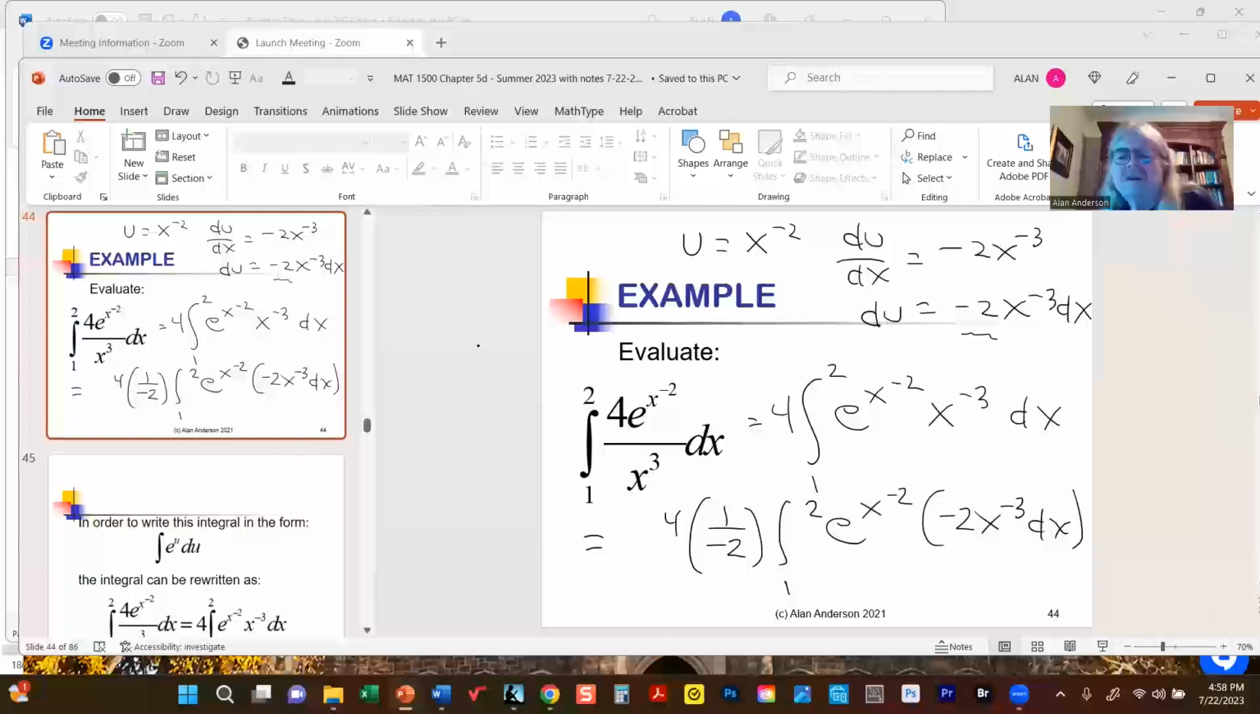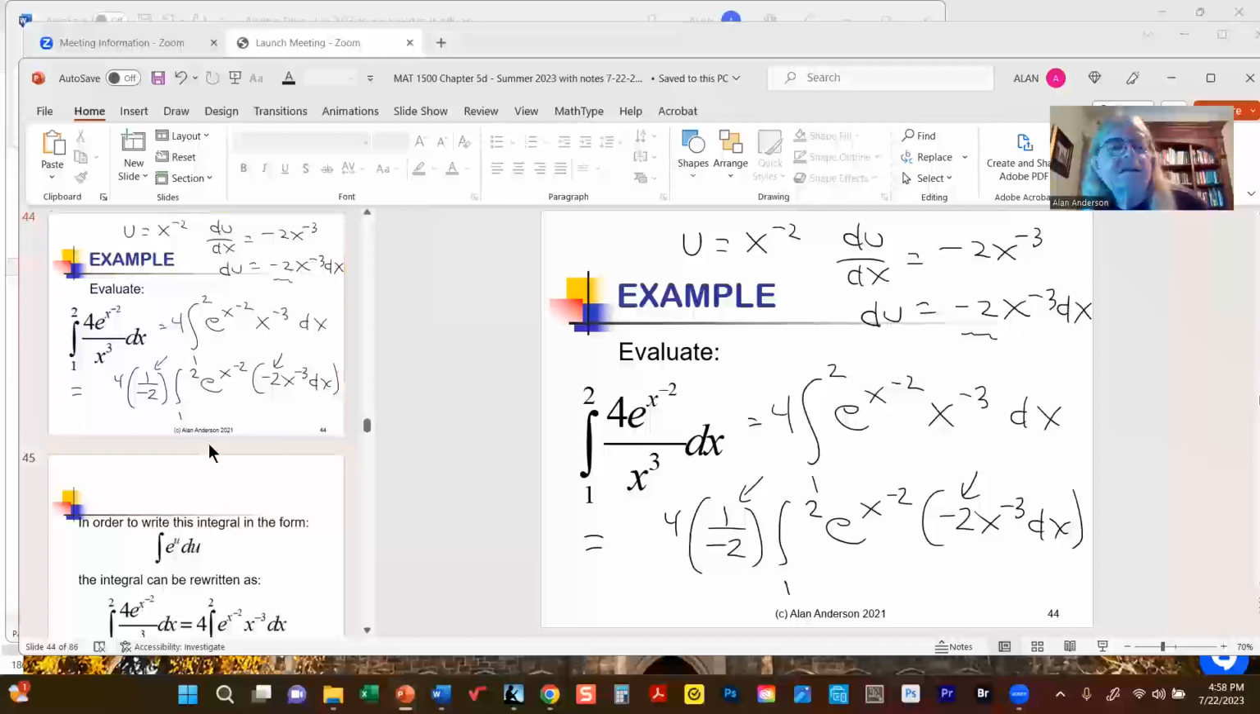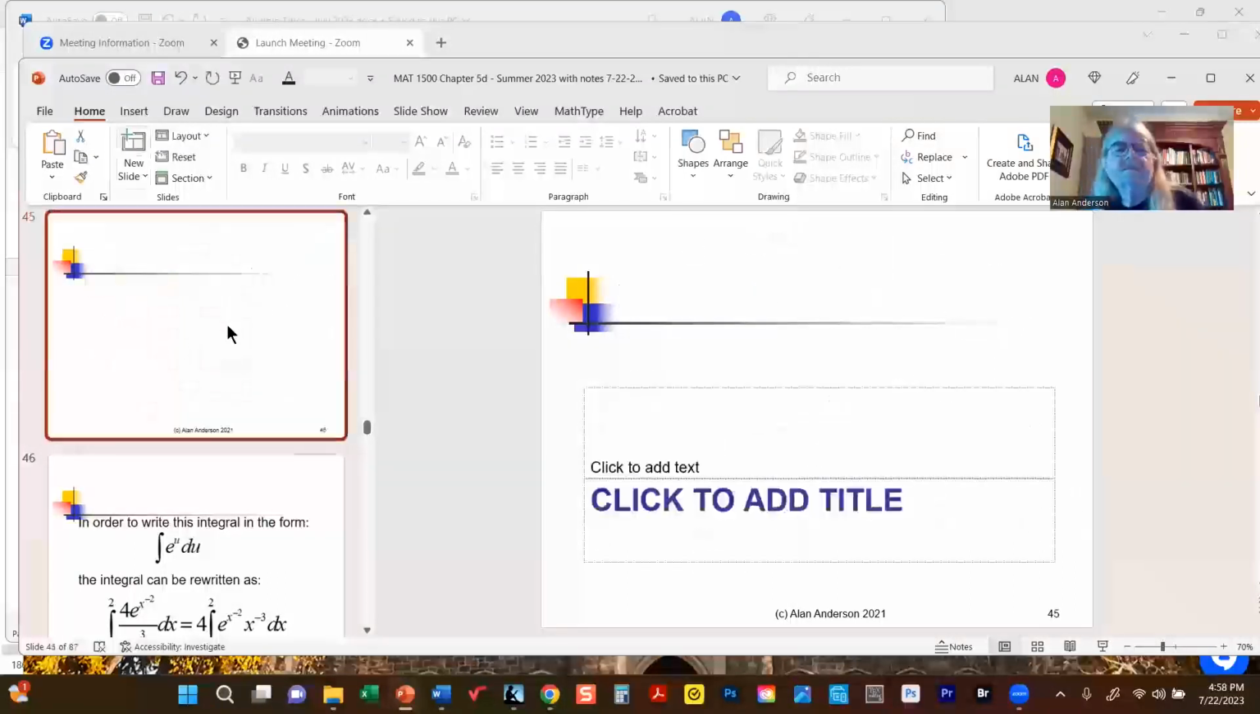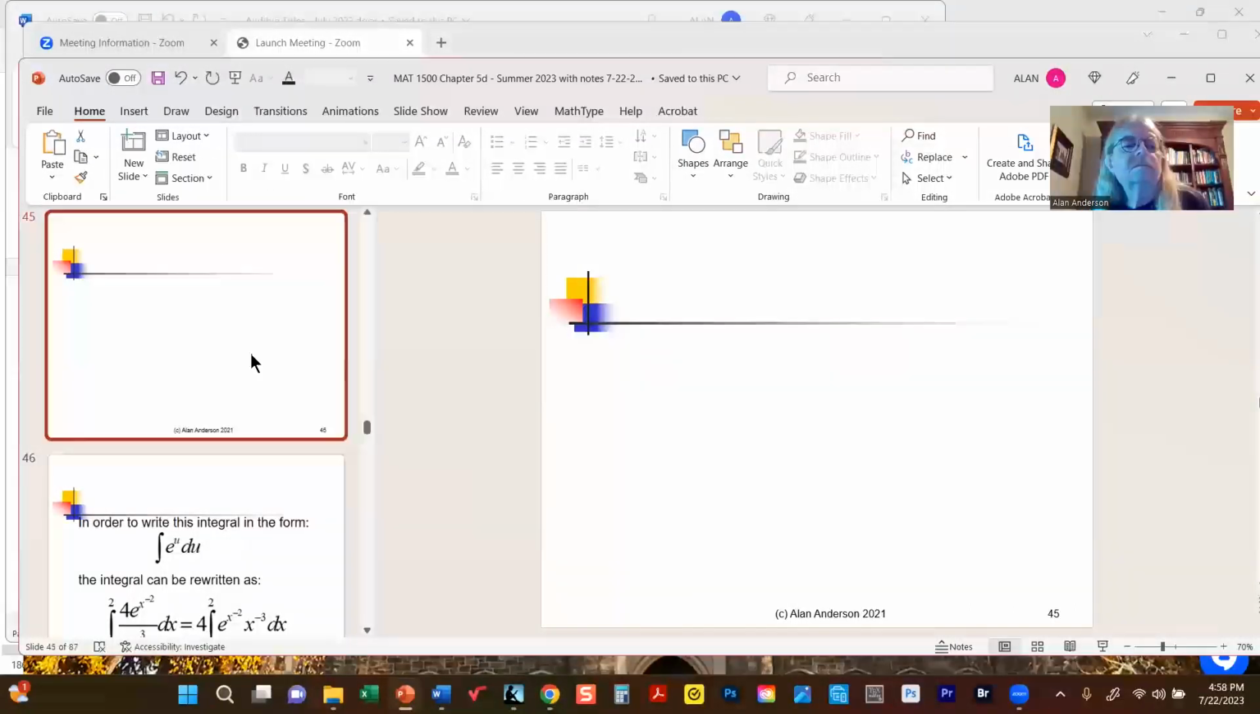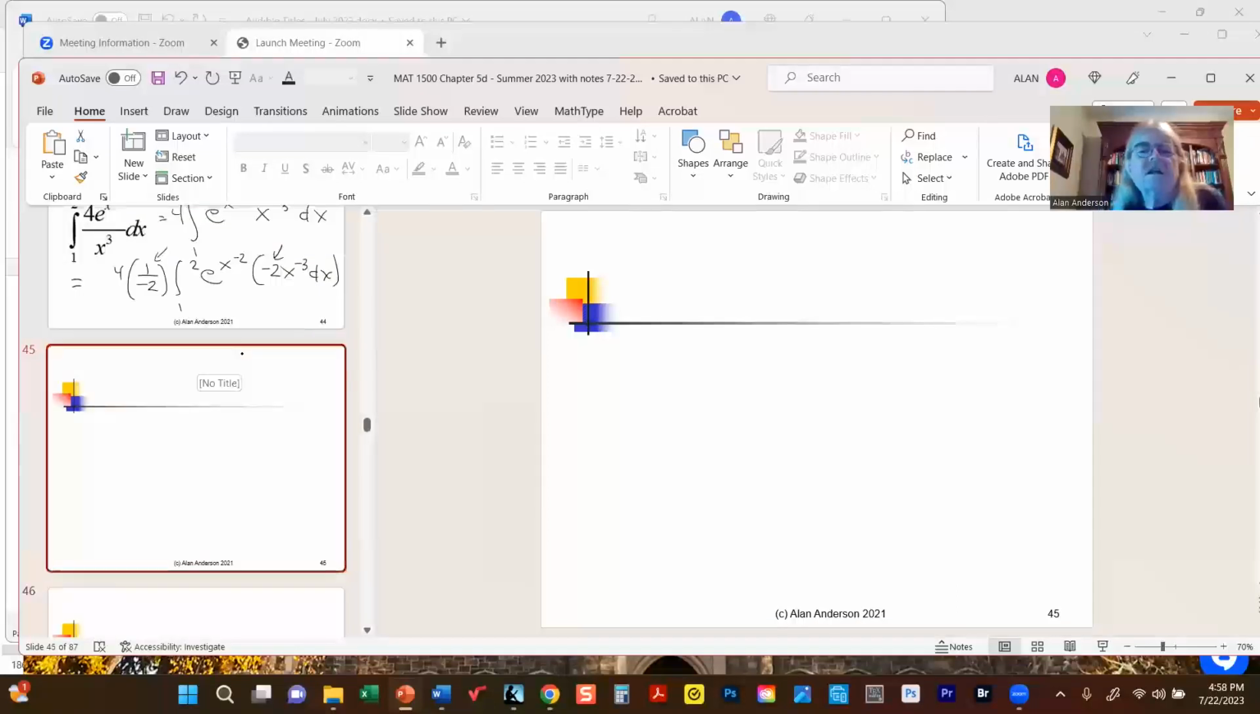Just make sure that you have not done something that changes the value. In other words, I've multiplied the interior of this integral by -2, which means I must then multiply the outside by -1/2. And that's exactly what I've done. Okay, so that leaves us with, on the outside, we have -2.